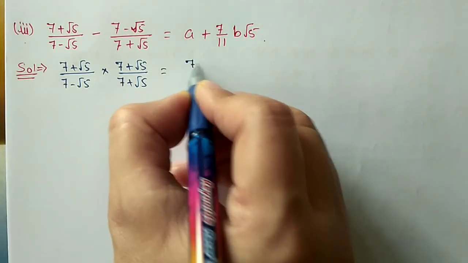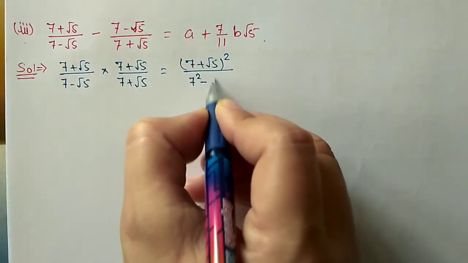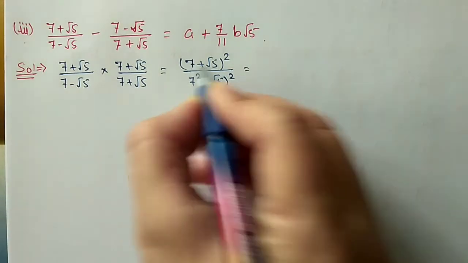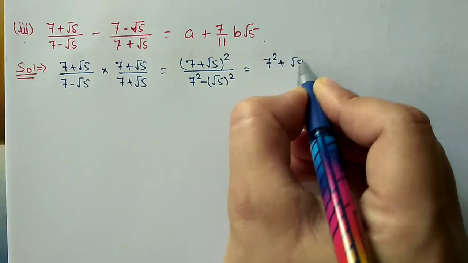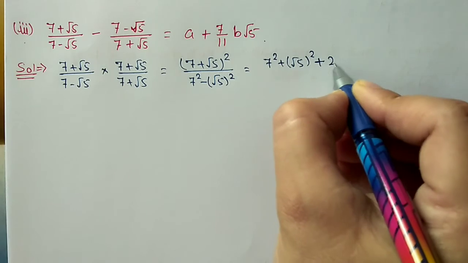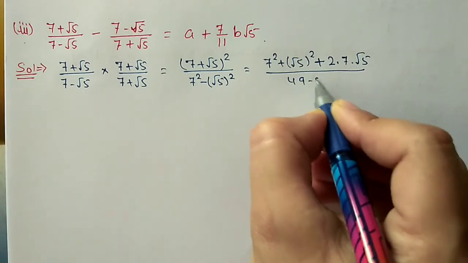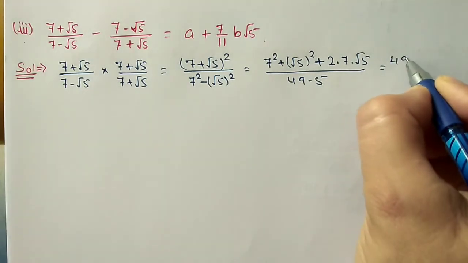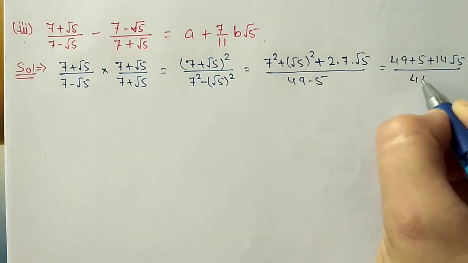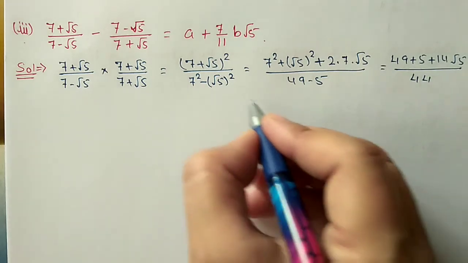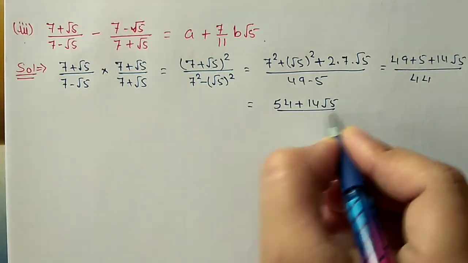So in the numerator we will get (7 plus root 5) whole square, and in the denominator we will get 7 square minus root 5 square. Numerator we will get 7 square plus root 5 square plus 2 into 7 into root 5, divided by 49 minus 5. So 49 plus 5 plus 14 root 5 divided by 44. 49 plus 5 we will get 54 plus 14 root 5 divided by 44.